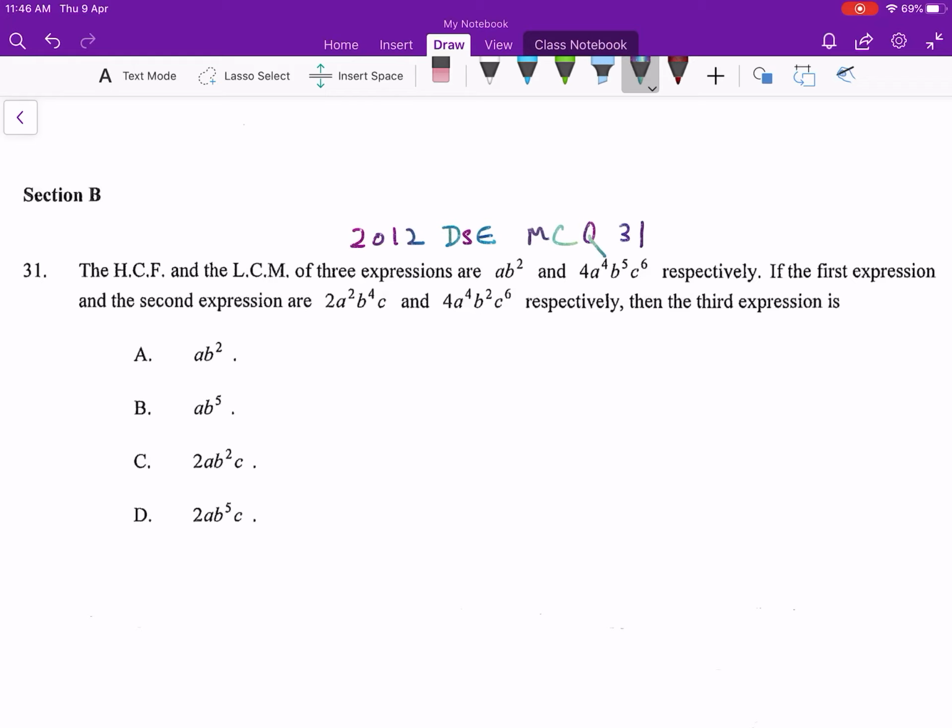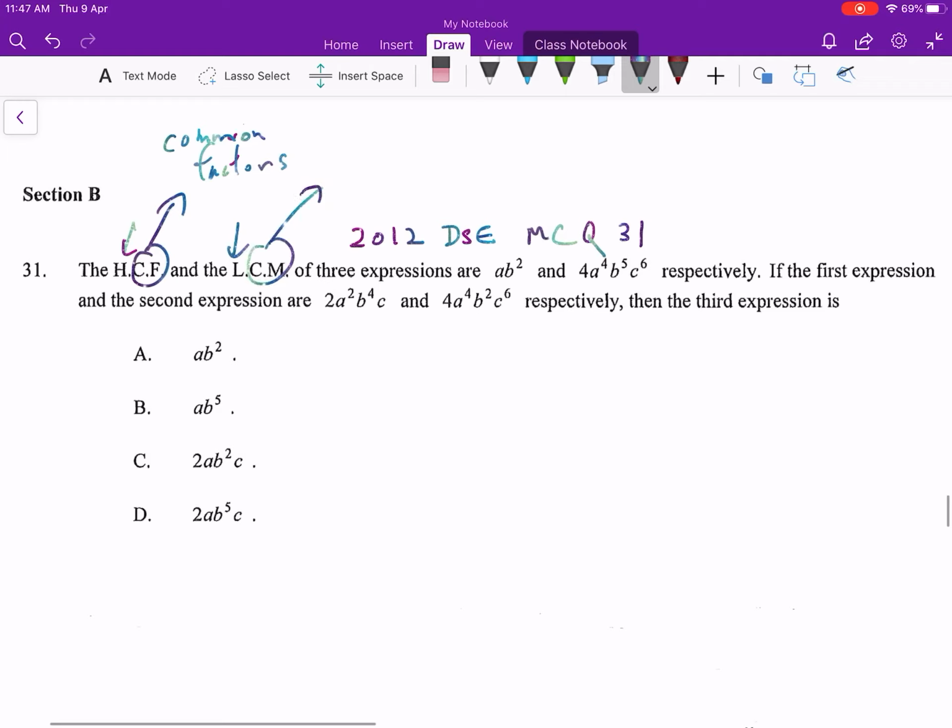So this one is 201 to the HCM question 31, and this is about HCF and LCM questions. Some of the students find HCF and LCM difficult because I think they put the wrong concentration on the first letter. What is the meaning of highest and least? That really makes them confused. So I would suggest that you just put your concentration on the second two letters, which are common factors and common multiples. If you think about it, you will understand what a common factor and common multiple are.